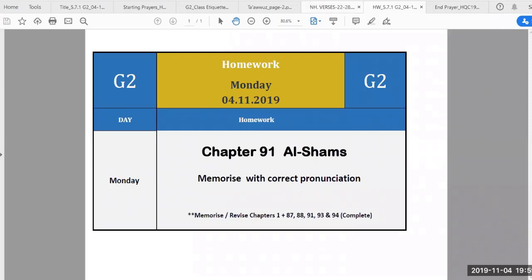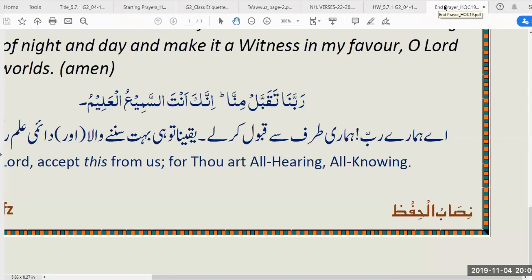Please prepare. The things that will be listened to are Surah Al-Fatiha and Surah Al-A'la, Surah Al-Ghashiyah, Surah Al-Shams, and Surah Al-Duha. That doesn't mean you don't practice the other ones. Practice those as well. Homework is to memorize Surah Shams with correct pronunciation and revise all the other ones. I hope everything's clear and I haven't confused anyone.